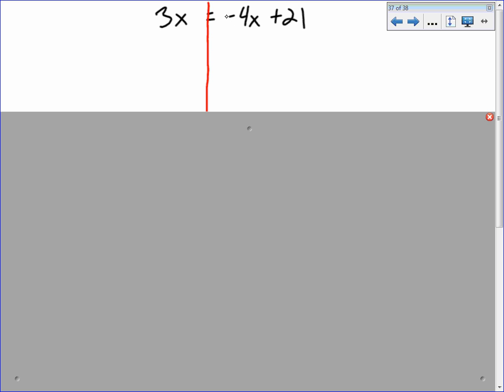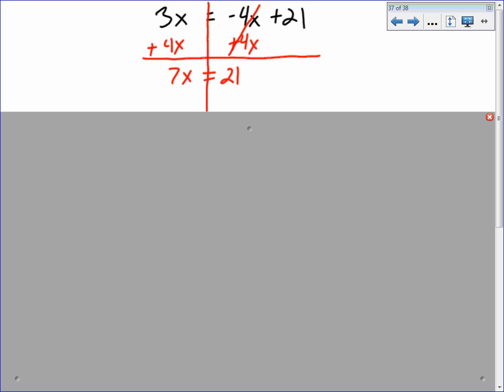We now have a negative 4x. To get those negative 4x's over to here, we're going to have to add 4x's. Okay? So we're trying to combine these variables so that this cancels out. We're left with just a 21 over here. But on this side, you have 3x's and 4x's, which makes for 7x.